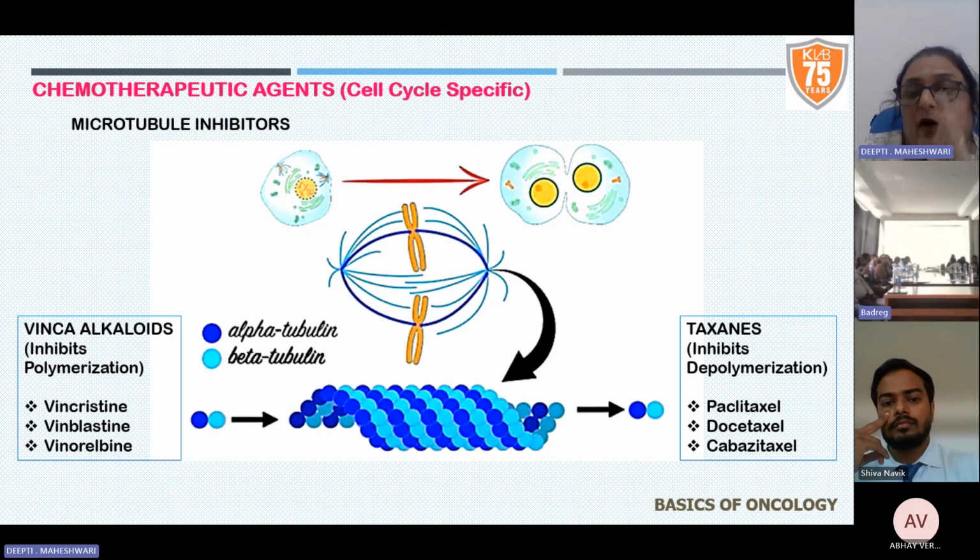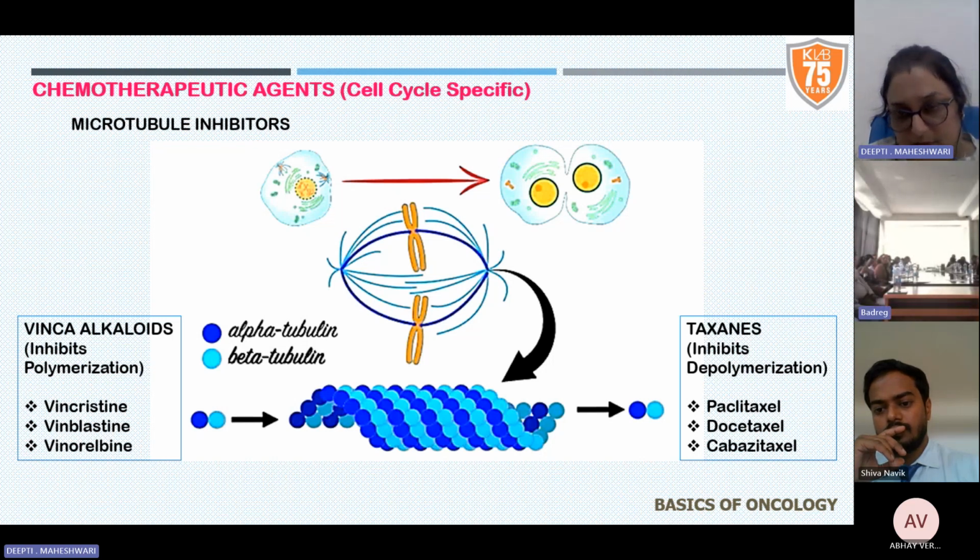If they attach to these mitotic spindles, then an assembly is formed, and that cannot destabilize. They make the mitotic spindle static. They cannot move, they cannot depolymerize. So what happens if they cannot depolymerize? They will not pull back the DNA strands.